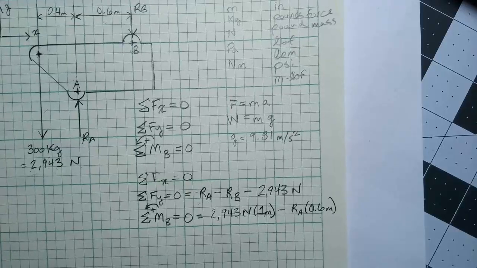Okay, now we have two equations and two unknowns. We call that a system of equations. If we have at least the same number of equations as we have unknowns, it is now solvable as a system of equations, also known as simultaneous equations. So we'll start with taking the moment equation and solving for RA. Then we'll put the result of RA into the forces of Y equation and find RB.